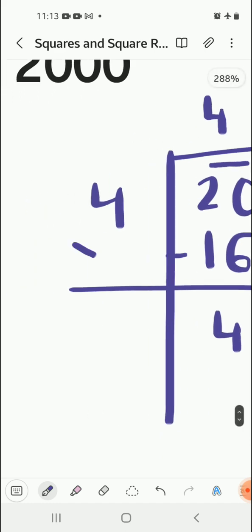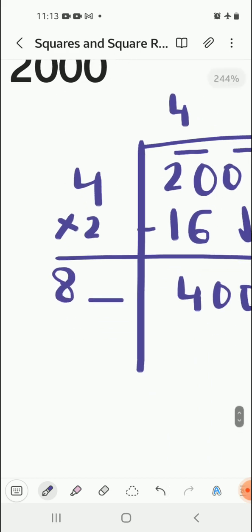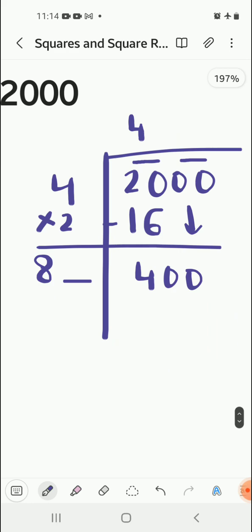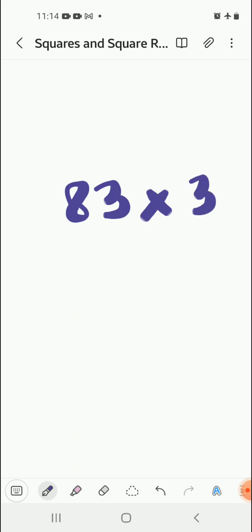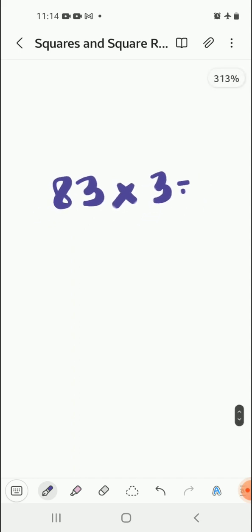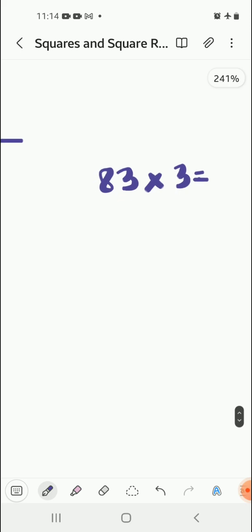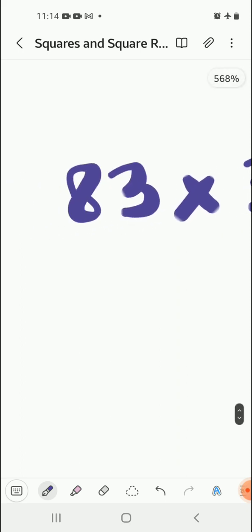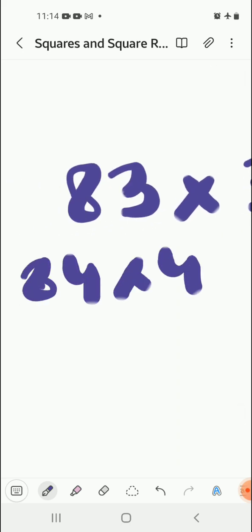Now this 4 into 2 gives 8 here. Think of a number with which, if we multiply, we get a number close to 400. For this we use the trial method. Let's try 83 into 3. We get 249, which is not close to the number given to us. So we move to the next number, 84 into 4.